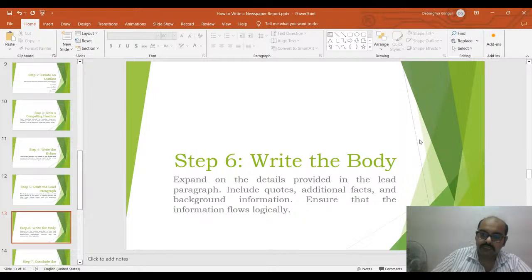So expand on the details provided in the lead paragraph. Include quotations, additional facts, background information, and ensure that the information flows logically and fluently. Your language should not be very ornamental, very flowery, or filled with jargon. It should explain to the people in a language that a person having basic school education of, say, class 2 or 3 should understand it, and even a PhD degree holder or maybe a doctor, engineer, professor can understand it simultaneously.